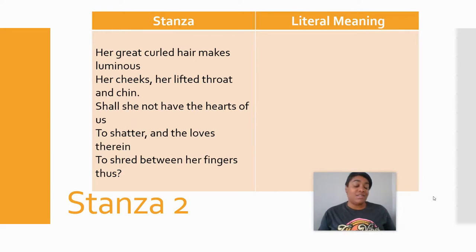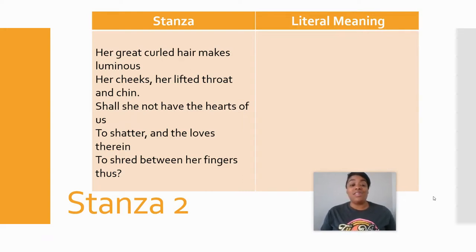So that is stanza 2. I'll read it again. Her great curled hair makes luminous her cheeks, her lifted throat and chin. Shall she not have the hearts of us to shatter and the loves their end, to shred between her fingers thus? Scholars, take 1 minute and write the literal meaning of this stanza.